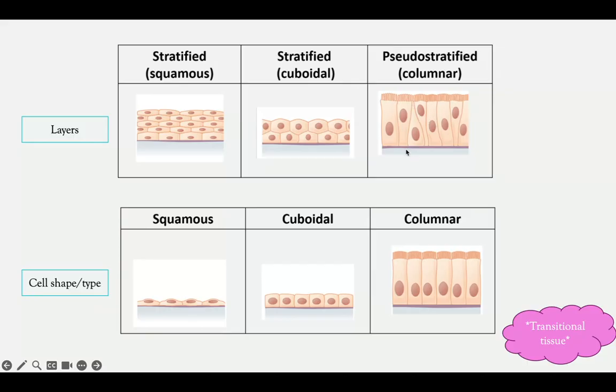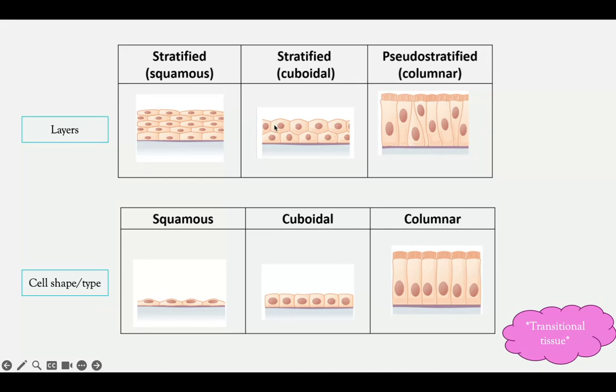So because of the position of the nuclei and the fact that some of these cells don't come all the way up to the apical surface, it gives the appearance of this stratified look of having multiple layers. However, we can look and see, okay, this purple line down here, that's representing the basement membrane. And every single one of these cells is connecting to the basement membrane. That means that it's not actually stratified. So we call it pseudo-stratified.